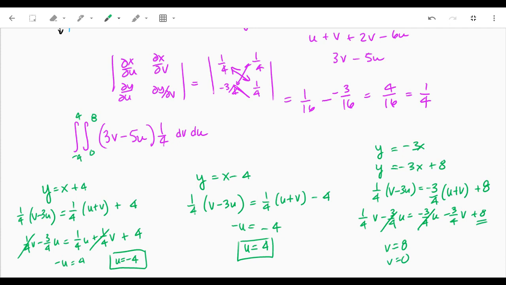All right, and there you go. So now you would just do this integral here. I will leave that for you to do, but know that for the answer, you should get 192. All right, let's take a look at another one. The next one is one that they have you come up with on your own.